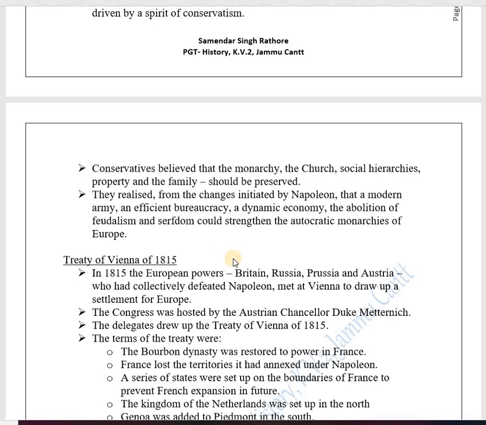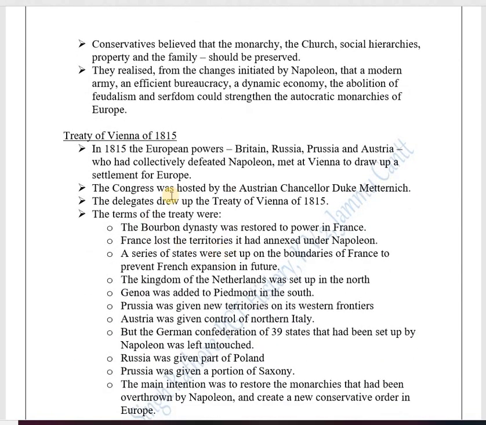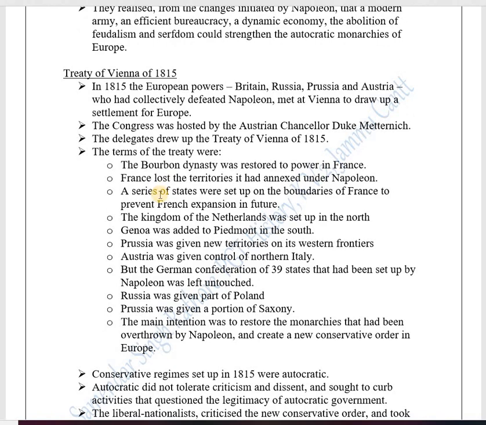And now we come to the Treaty of Vienna of 1815. This was the treaty signed after the Battle of Waterloo. In 1815, the European powers, Britain, Russia, Prussia, and Austria, who had collectively defeated Napoleon, met at Vienna. Vienna is a city in Austria. They met to draw up a settlement for Europe. The Congress was hosted by the Austrian Chancellor Duke Metternich.